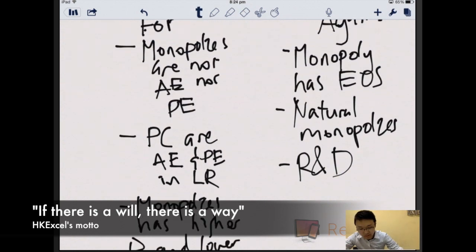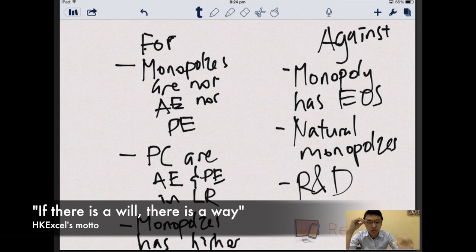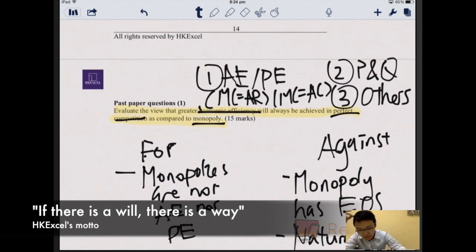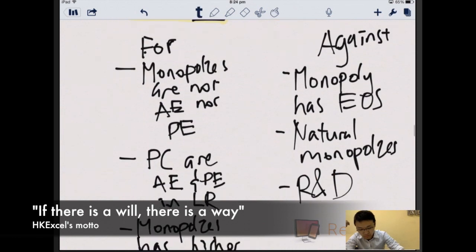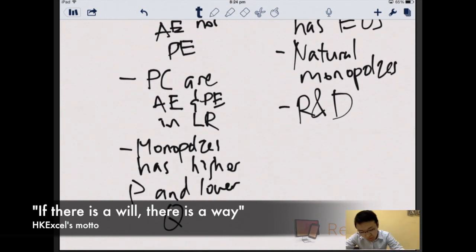The next argument is that, so just now I already told you, you first look at productive and allocative efficiency, right? Allocative efficiency. So we can take that off because we have already done that. Now let's look at the second component, which is price and quantity. In terms of price and quantity, the point is that monopolies have higher price and lower quantity. So now I'll tell you how to explain that. Again, you can explain that by using a diagram.